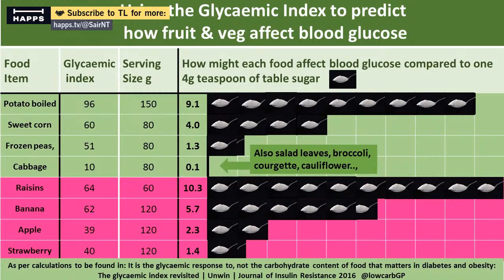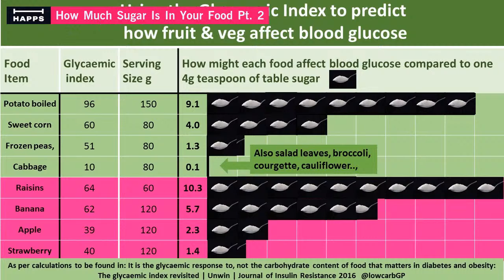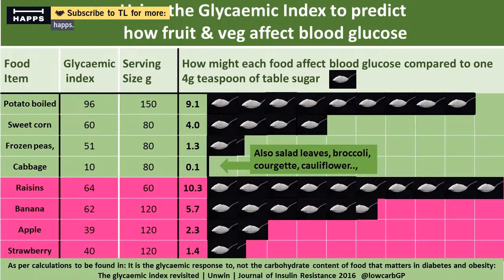So comparing the fruits, we're going to start with the vegetables on here. A boiled potato, and I think we looked at this the other day, is 96 on the glycemic index, and it's going to give you 9.1 teaspoons of sugar, right? And that's for a 150 gram serving size.